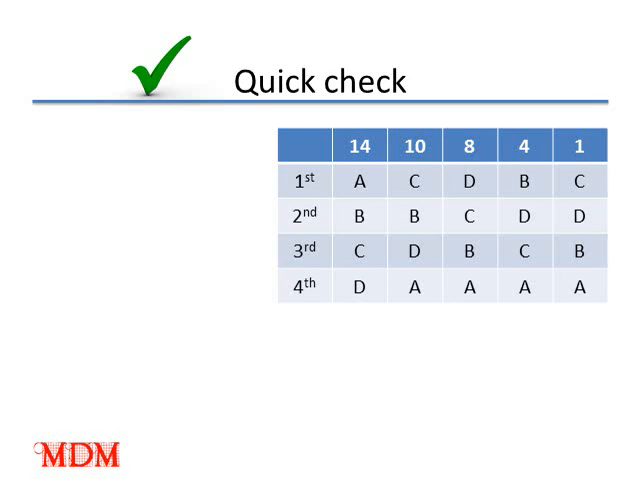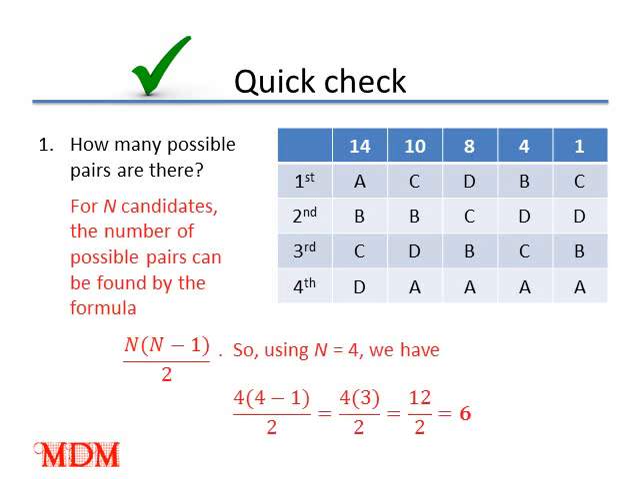Now let's do a quick check. The first question is, how many possible pairs are there? As you'll recall, we know that for n candidates, the number of possible pairs can be found by using this formula: n times the quantity n minus 1, all divided by 2. In this case, n is equal to 4. So we can substitute 4 in place of n. We get 4 times 4 minus 1 divided by 2, which equals 4 times 3 divided by 2, which equals 12 divided by 2, or 6.